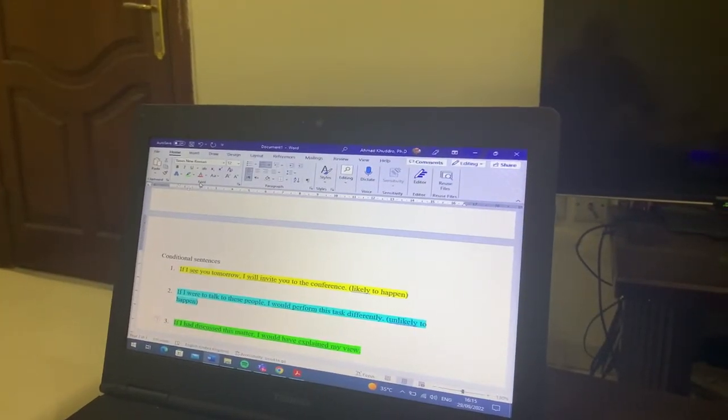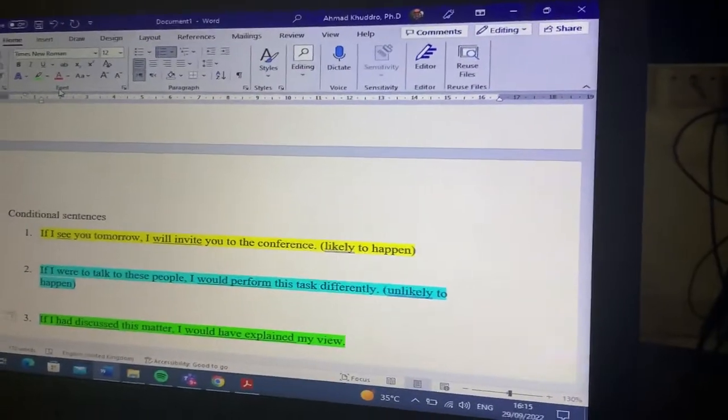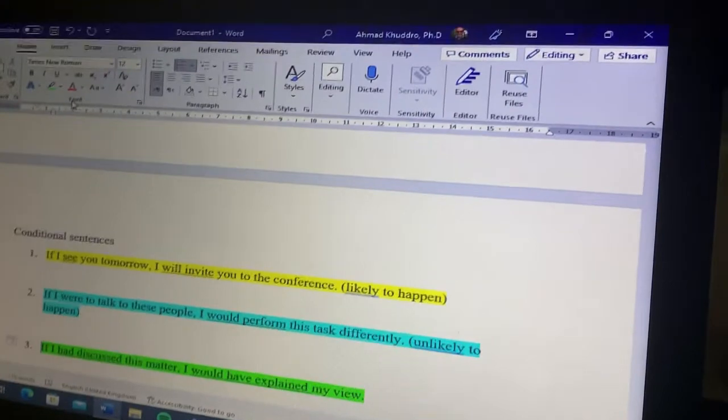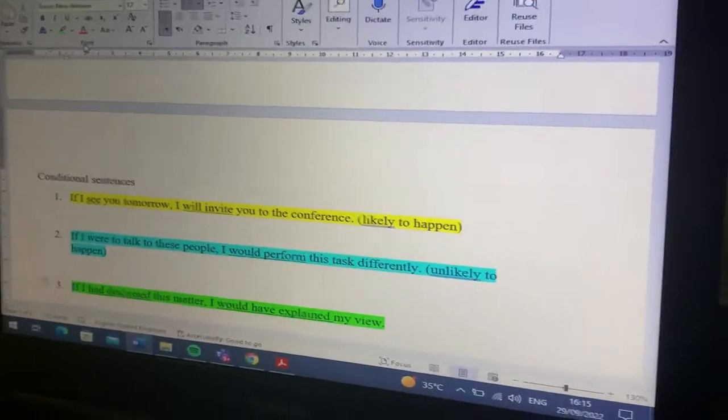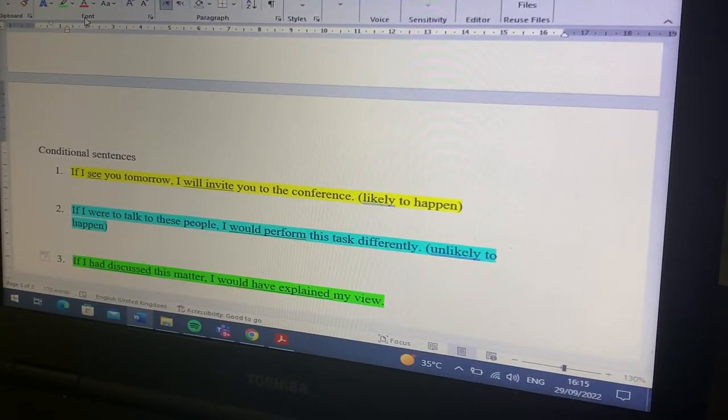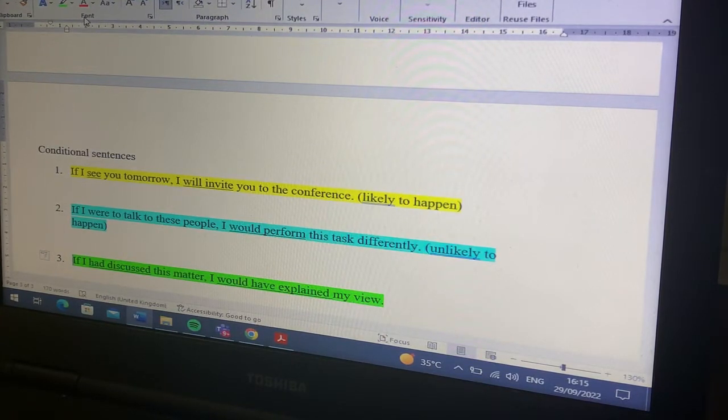I've actually prepared for you 3 sentences, just to have a very quick look at them and see what you think of them. Here they are on my computer, which I'm trying to explain to you here. Okay. Now, the first sentence, as you can see here, I hope that you can see them clearly. The first sentence is, if I see you tomorrow, I will invite you to the conference.